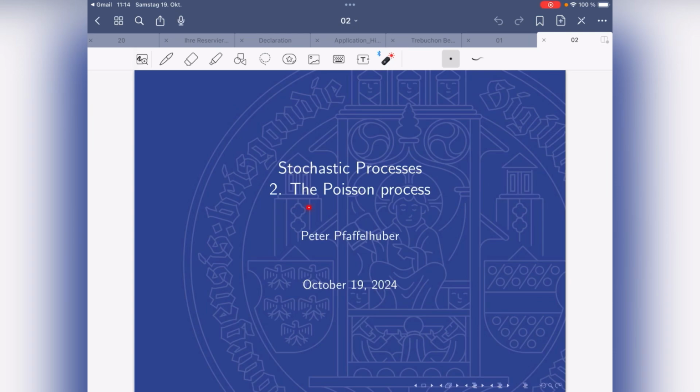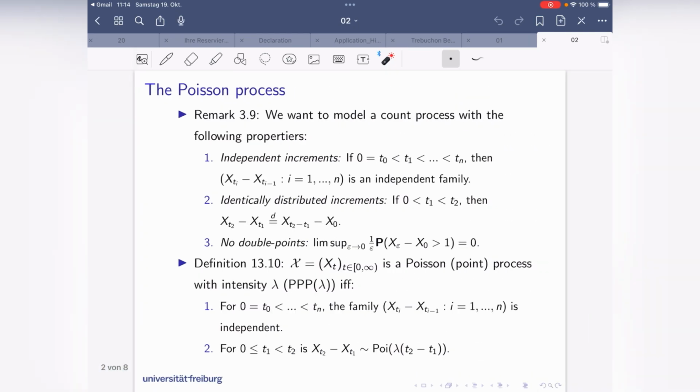The Poisson process is something rather simple. It's called Poisson process because at any point in time t, it has a Poisson distribution. So let's get started. So the Poisson process. Let's of course start with the definition. And before I start with the definition, I tell you what the Poisson process is about. What do we want to do with this?